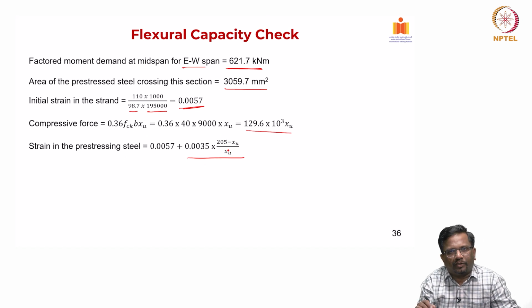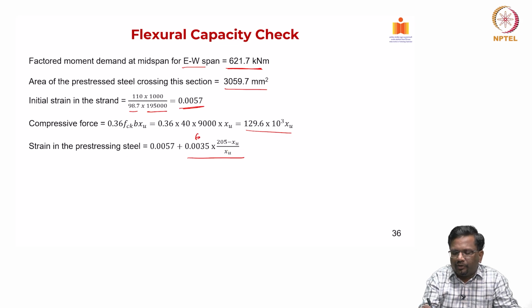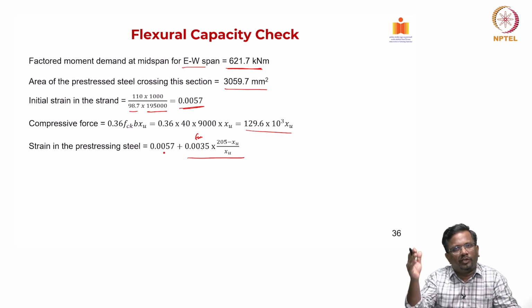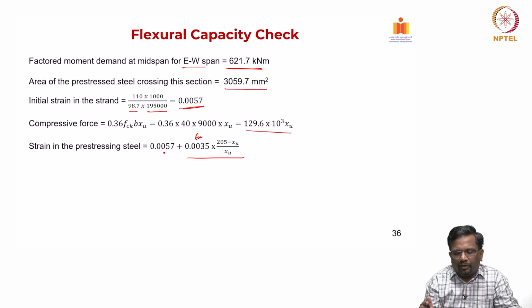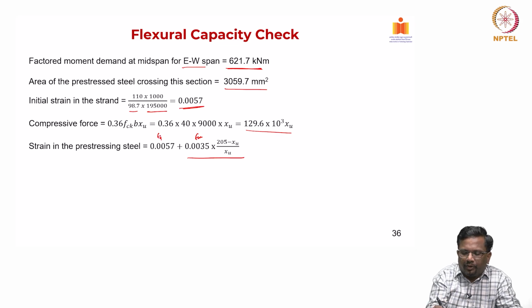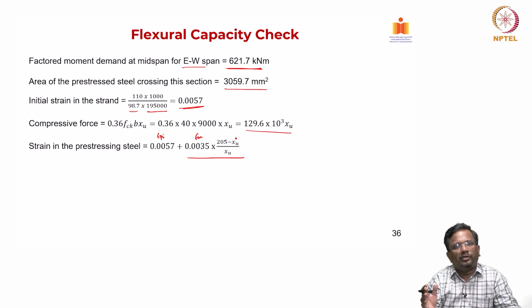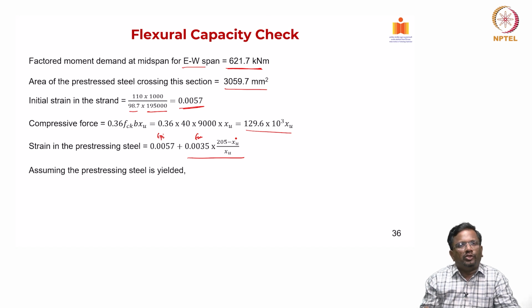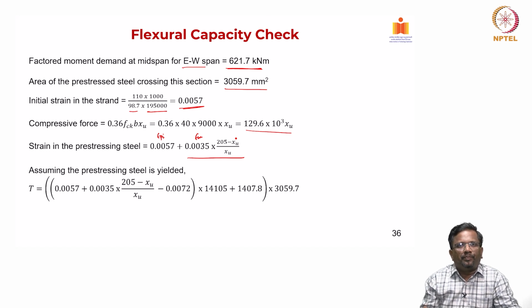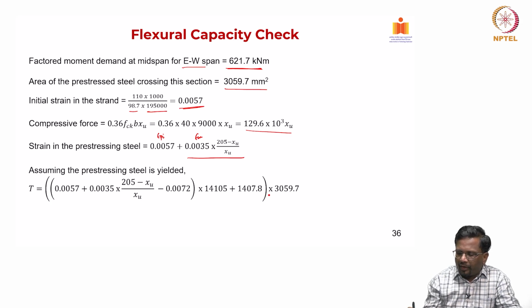Strain in the pre-stressing steel is found using strain compatibility. We have studied this in the Flexural chapter: ultimate strain epsilon cu is taken as 0.0035, and we can calculate the strain at the level of pre-stressing steel, assuming linear strain variation. This is your epsilon pi, plus the extra strain due to the external load, that is the total strain. Let us assume that the pre-stressing steel is going to be yielding.